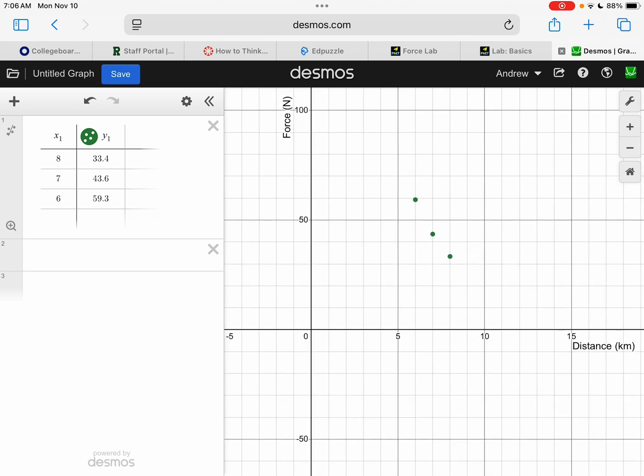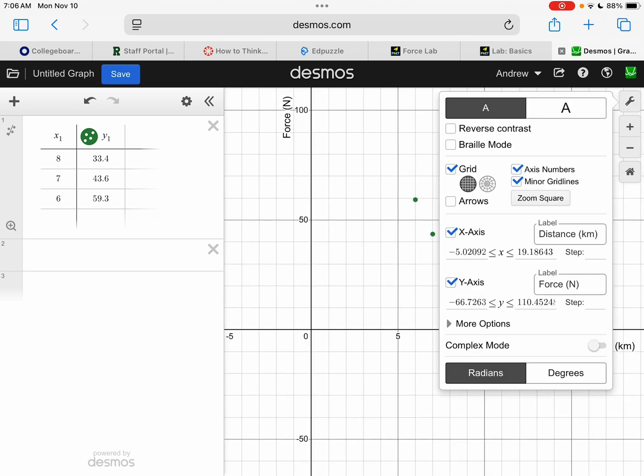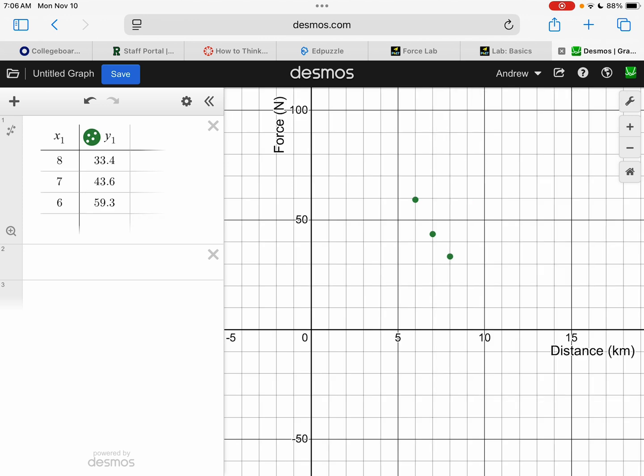And I can see that my force is increasing as my distance decreases. So you're going to continue graphing at least 10 values, and then make sure you have your graph labeled. Take a screenshot, make sure your name appears because you're logged in, and then go ahead and turn it in.